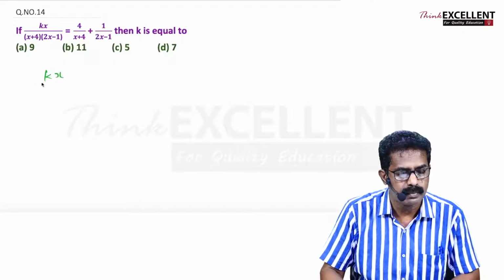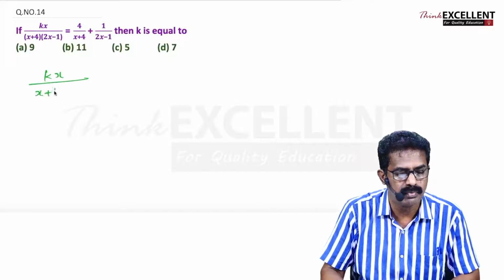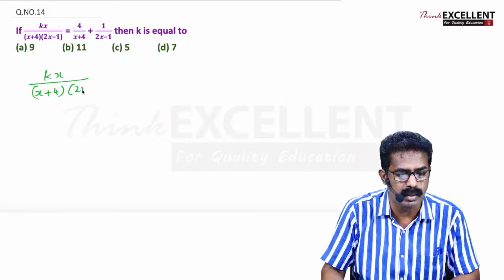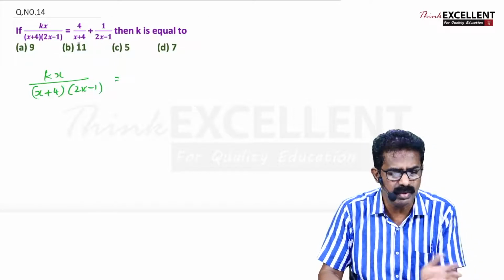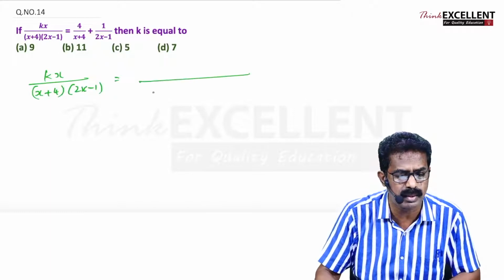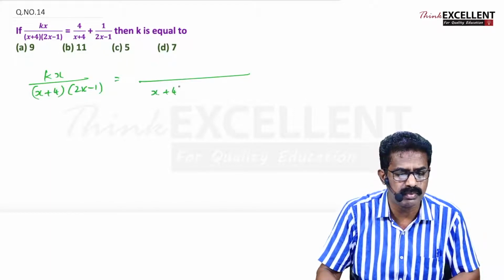Kx by (x plus 4) into (2x minus 1) equal to... we want to find the k value, right? So, partial fractions. If you simplify, you have to get this. On the right side you take the LCM. What's the LCM? (x plus 4) into (2x minus 1).